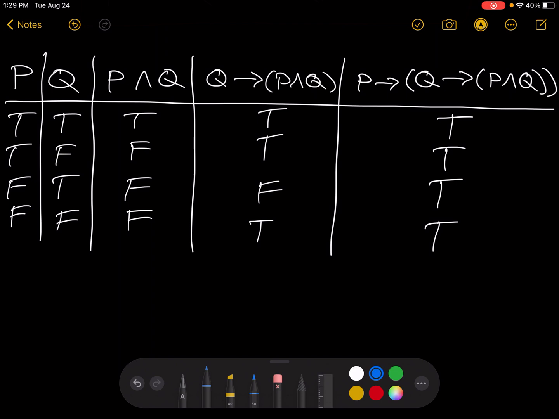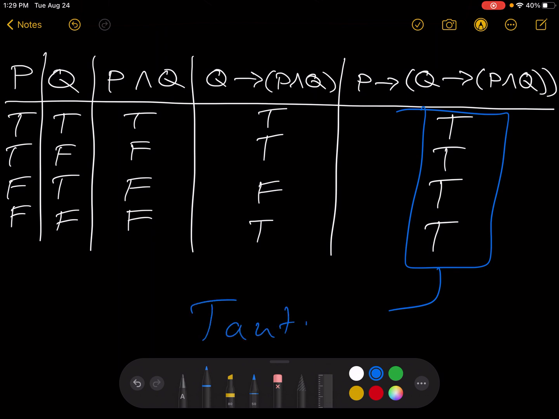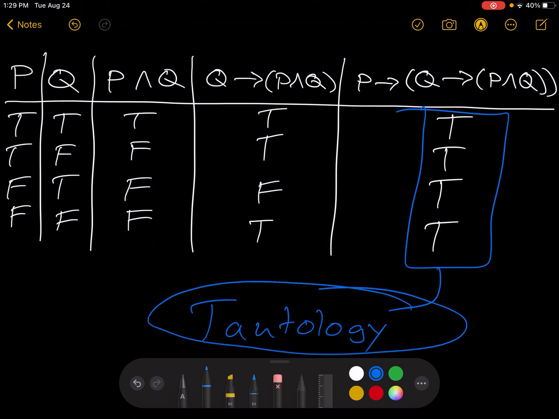Now notice that no matter what the truth assignments are, no matter what we chose for P and Q to be, we got true no matter what, right? So our final column is all truths. This says tautology. So the answer is tautology.